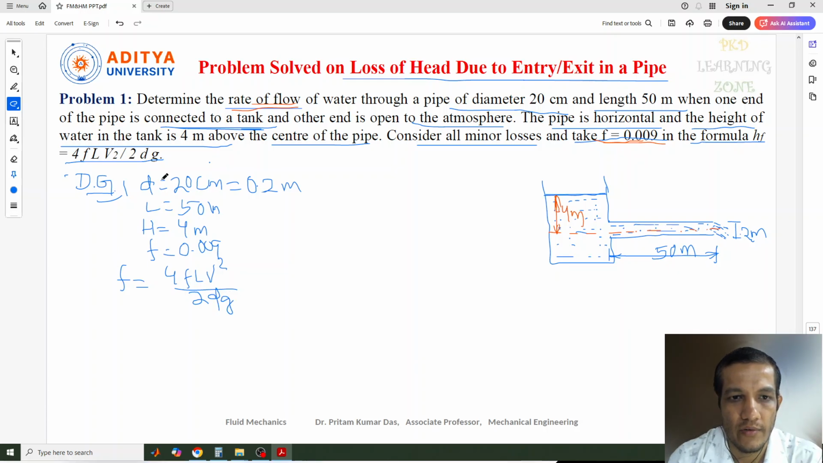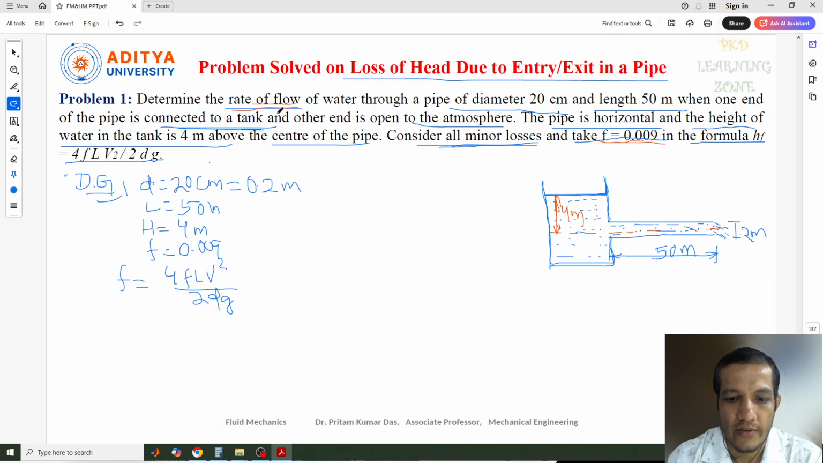So why do we consider major loss? Because it's told to consider all types of minor losses, but here also we can get some kind of major loss when the fluid is flowing through a pipe. So that's why it is also considered.